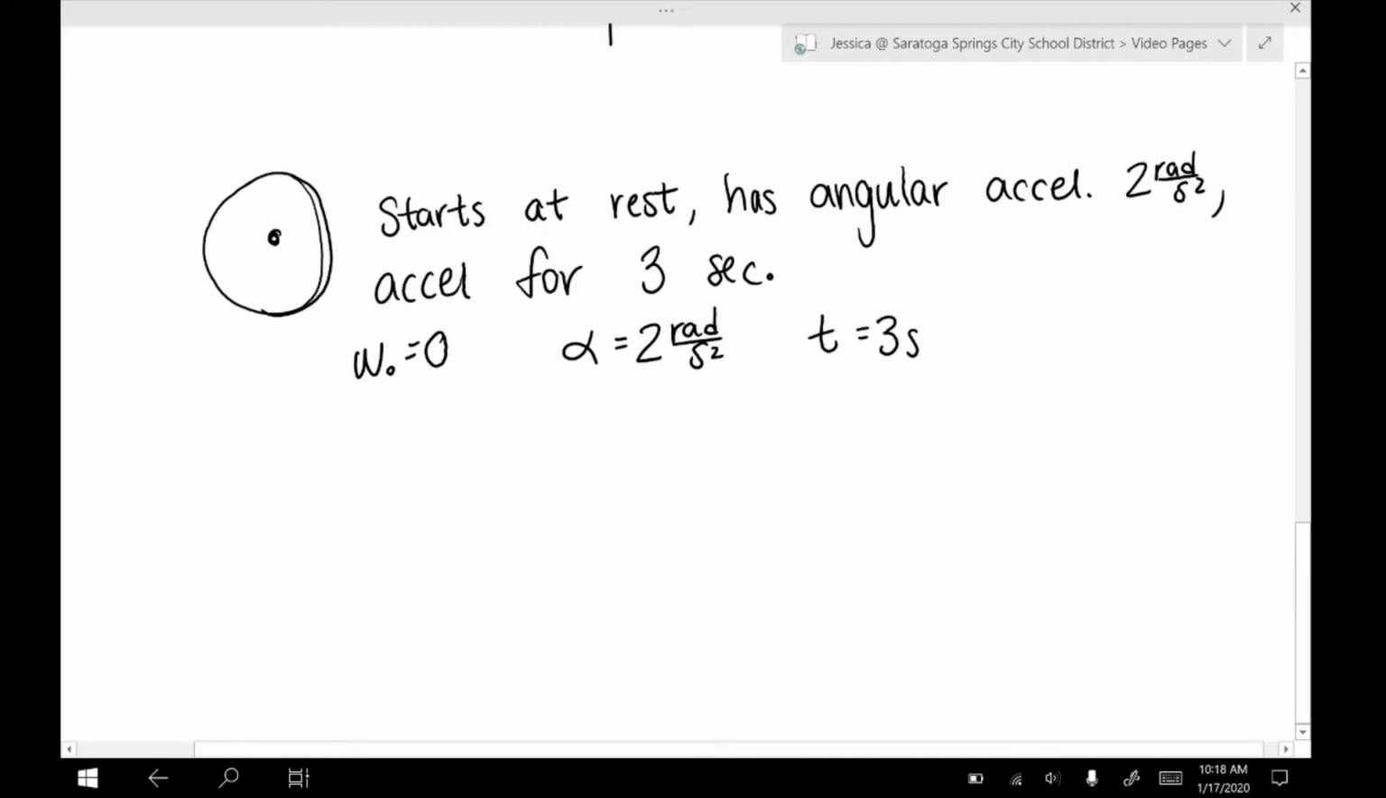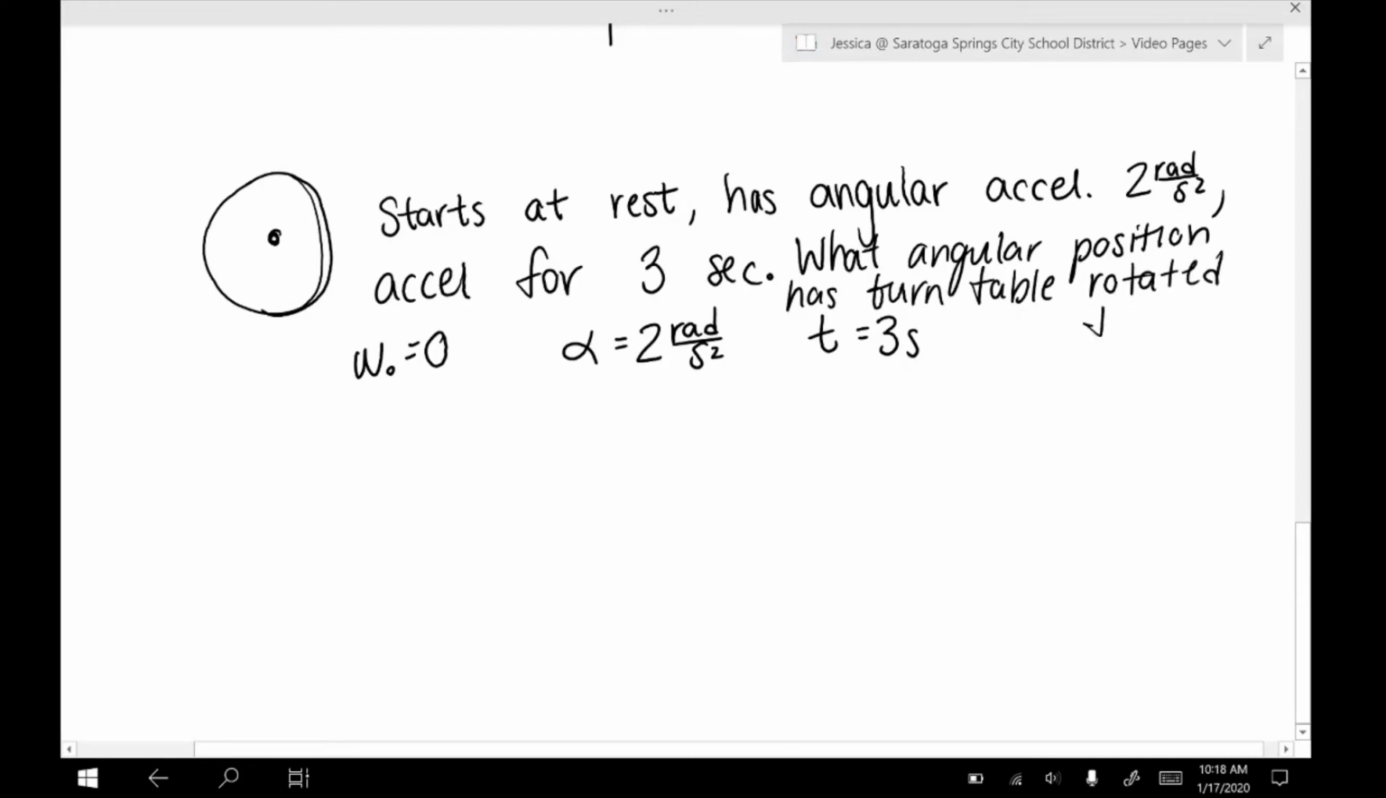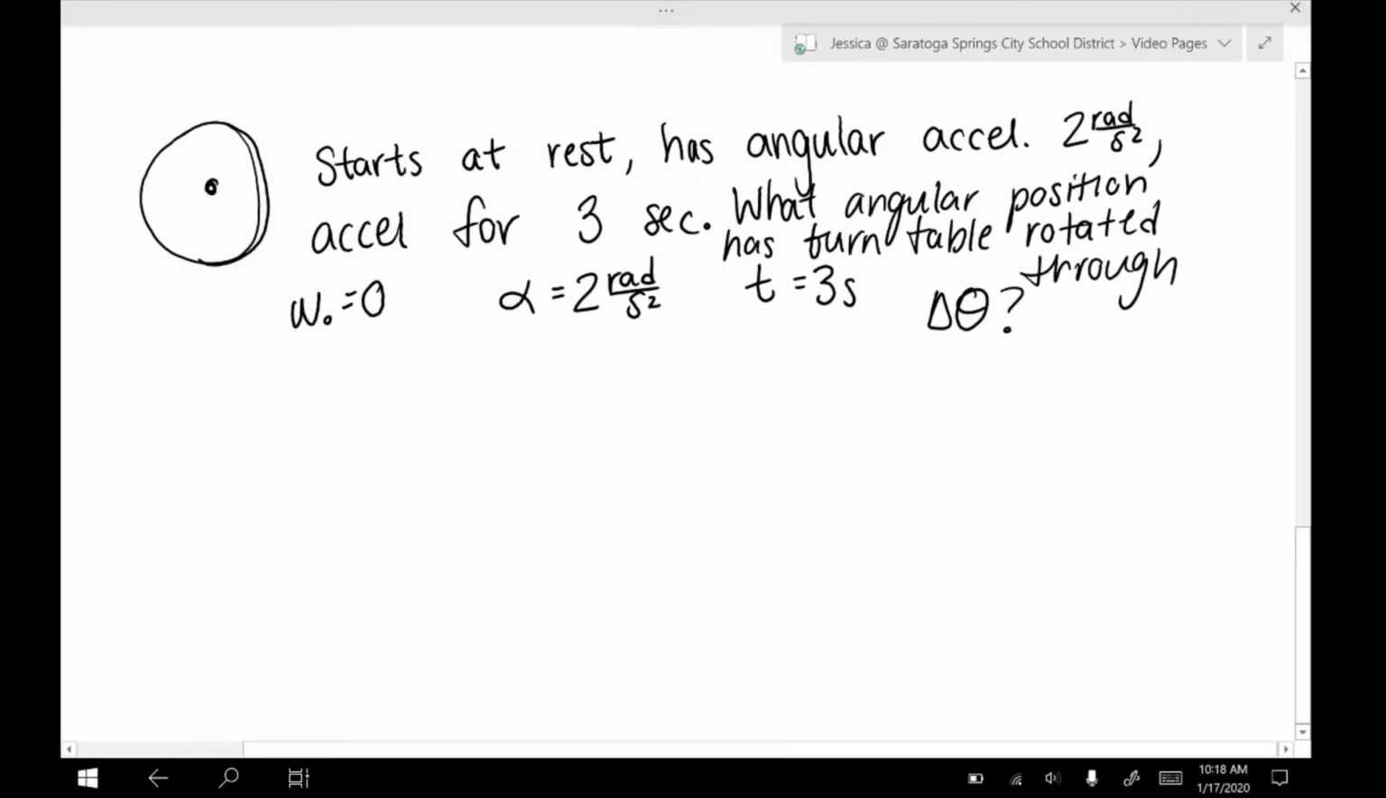So let's say the first thing I want to know is what angular position has the turntable rotated through. So I'm looking for my change in theta. If it's confusing to think about these variables as angular variables, just write them as your linear variables. So v0, a, t, change in x. The only equation that has those 4 variables is my position versus time equation.